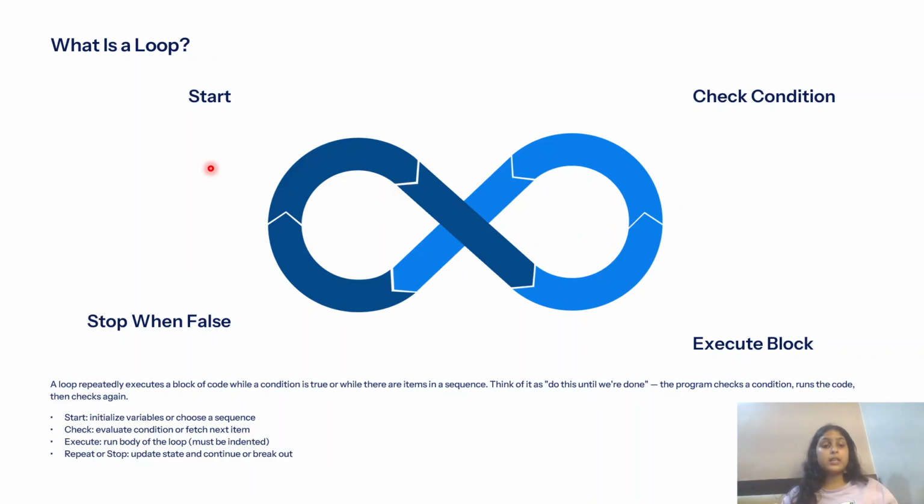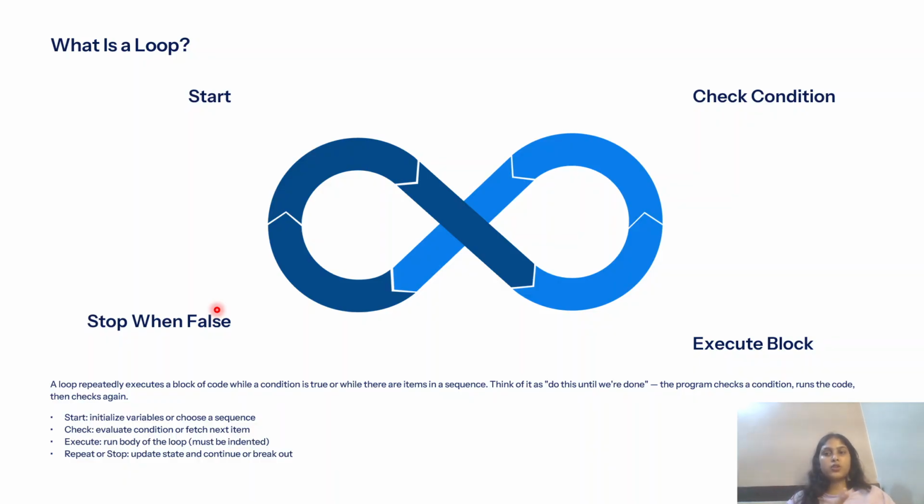Start means that you have to initialize your variables or choose a sequence. Check condition says that you have to evaluate a condition. Execute says that you have to run the body or the indented block, and stop means that whenever the condition has failed, you have to break the loop and come out of it. You don't have to worry about words like initialize. You just have to follow my instructions and listen to me carefully.